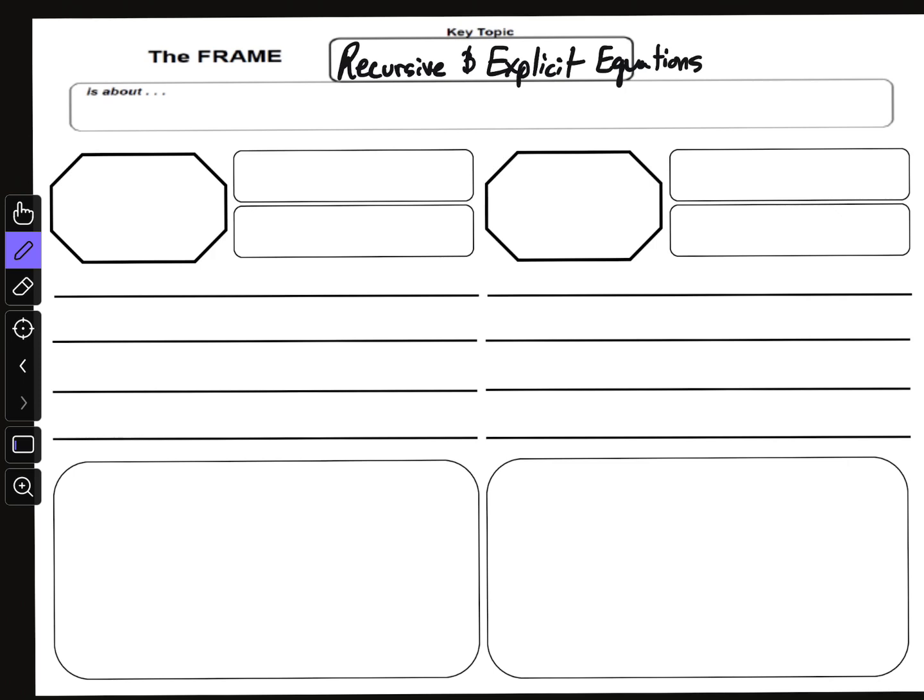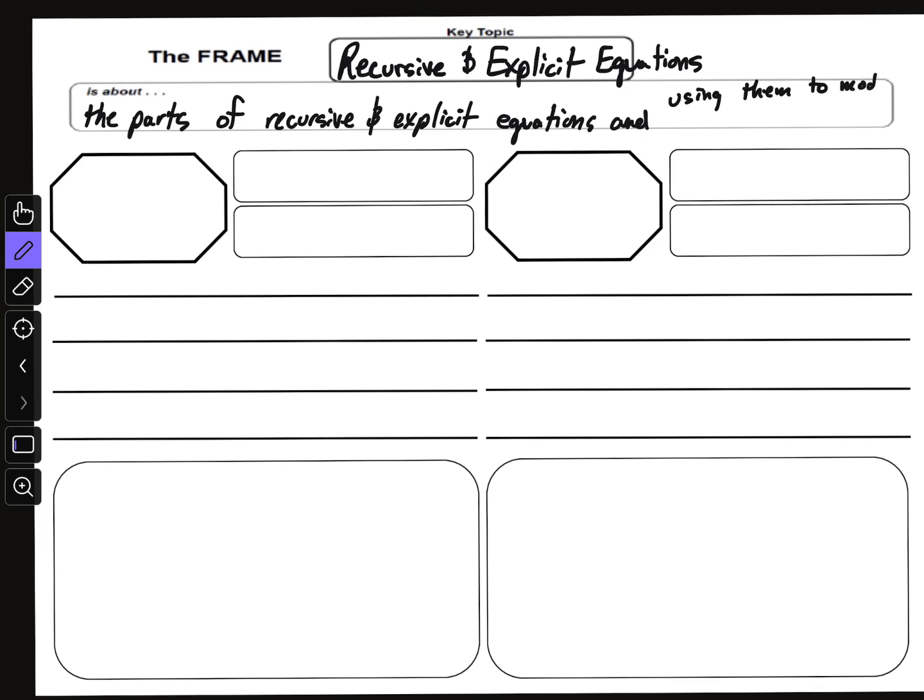So, what is it about? Well, this frame is about the parts of recursive and, use my fancy symbol there, explicit equations and using them, I'm going to run out of space, so I'm going up here, to model patterns and relationships. Mathematically speaking, not relationships otherwise.